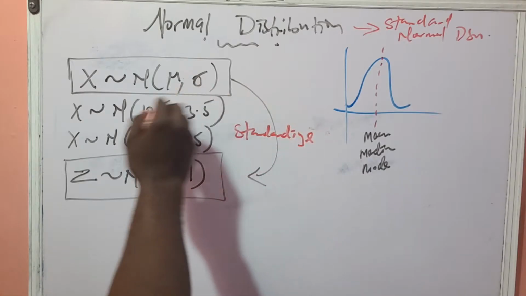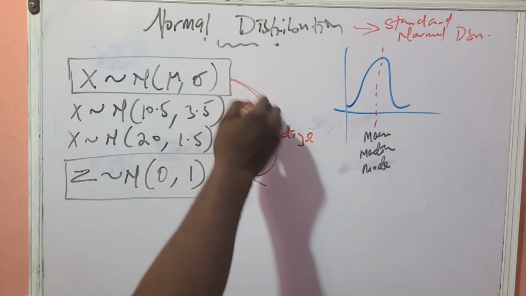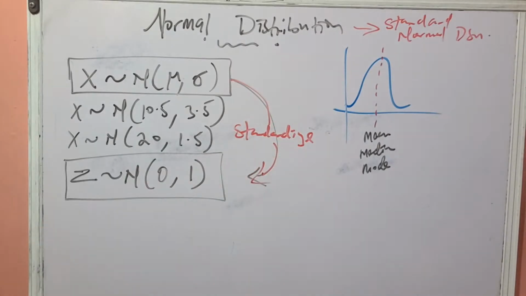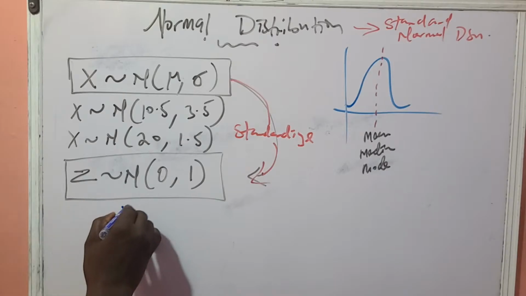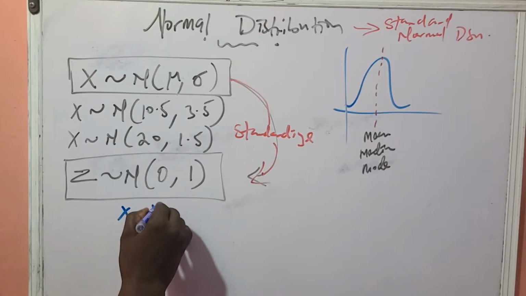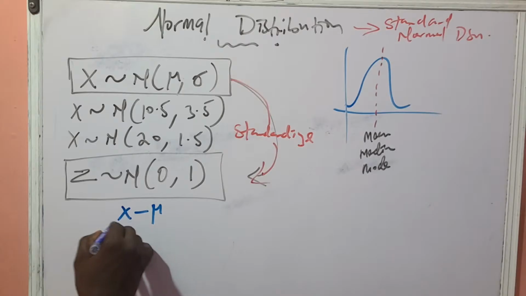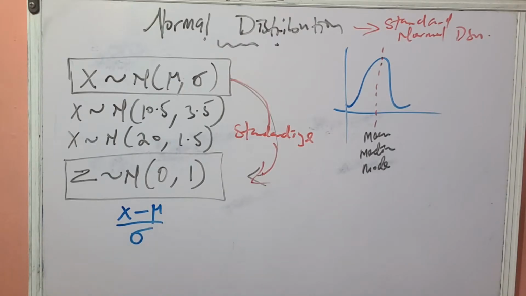So bringing a normal distribution to a standard normal distribution is what we call standardization. All right. And I told you guys that it's a very simple process. A very simple process in the sense that if you want to turn X to Z, all you need to do is subtract the mean and divide by sigma. This is all you have to do.